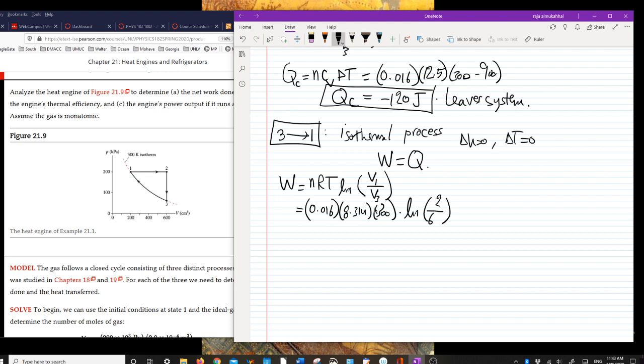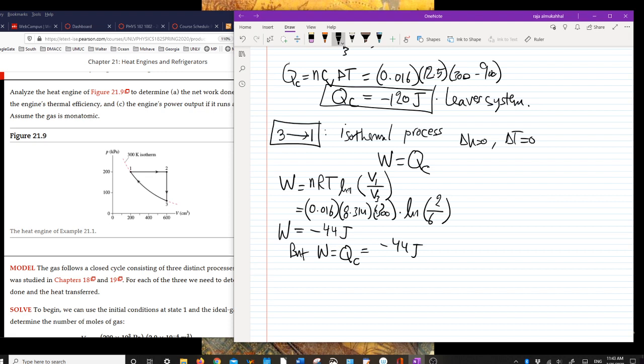Is that right, guys? That's 1/3. The units don't matter anymore, right? Because you take a ratio. So anyway, we calculate this, and I end up with negative 44 joule. And we say W is equal to Q, which is QC, right? And so we have here negative 44 joule heat as well. Okay, heat has been extracted.